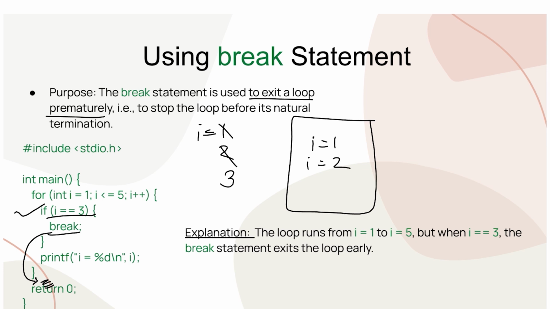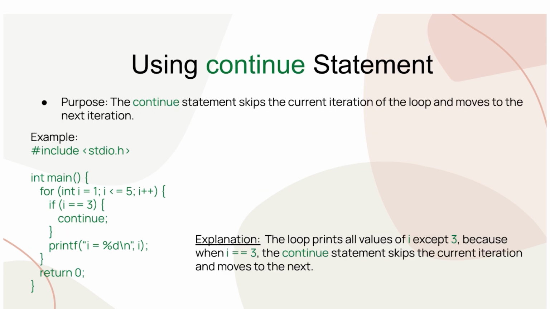In a vice versa situation, we have the continue keyword. Now the continue statement is a little different from the break statement. Continue will help you to skip the current iteration and move to the next iteration. Now here, let us see the example. I equals 1, I less than equals 5, I plus plus. So the value of I is 1, it is true. Enter the block. If I equals 3, in our situation the value of I is not 3.